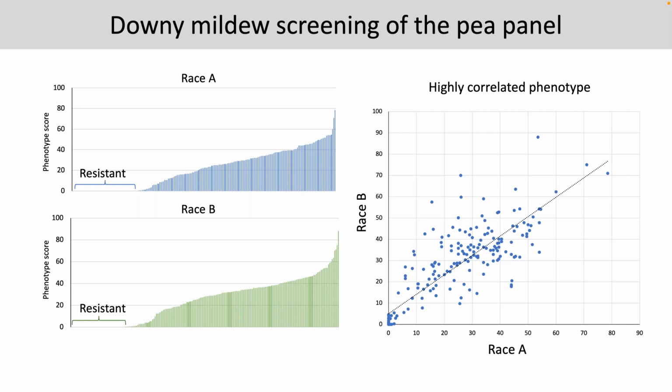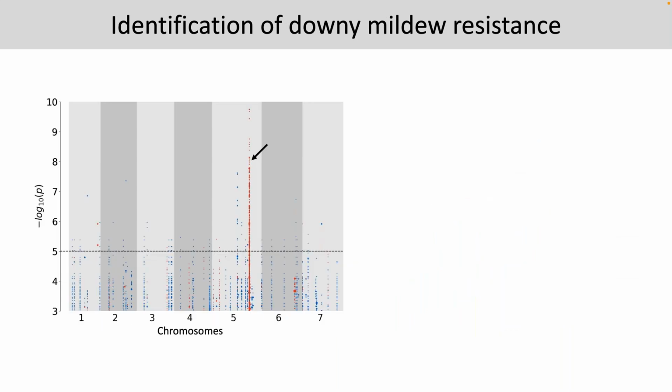So I have marked here resistance. There were some lines in the panel which were completely resistant. That was really interesting, and some lines were completely susceptible, going to 80 to 90% susceptibility. But anyway, both the races behave very similarly in terms of the phenotype data set.